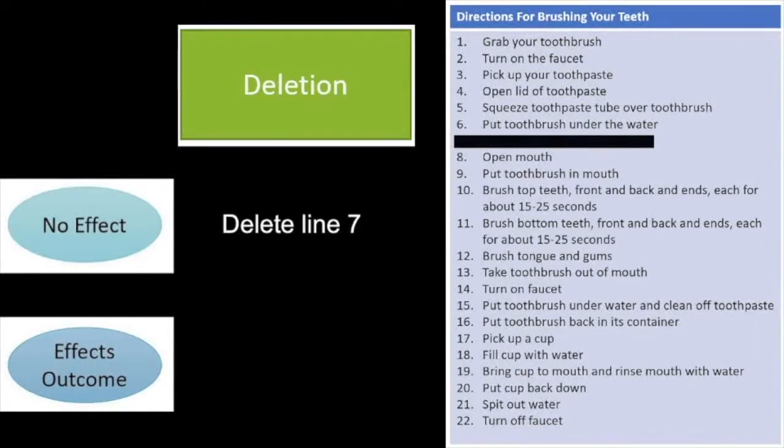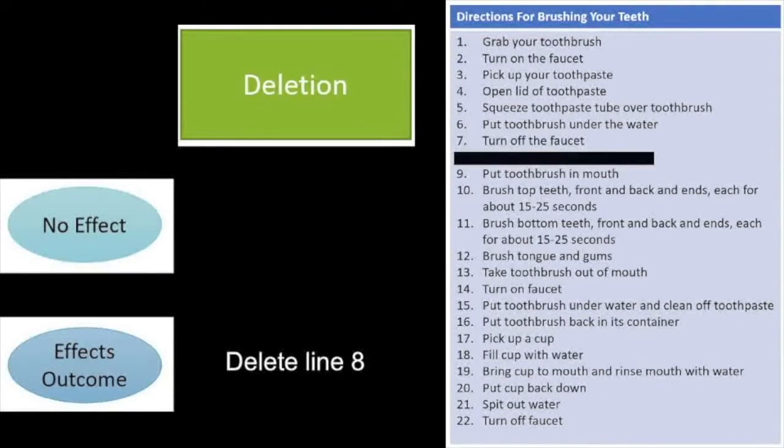For deletion, we could delete line 7, which tells us to turn off the faucet. This is actually normal to keep the water running for some people who brush their teeth. A large effect would be deleting line 8. Without opening your mouth, your teeth will never be brushed.